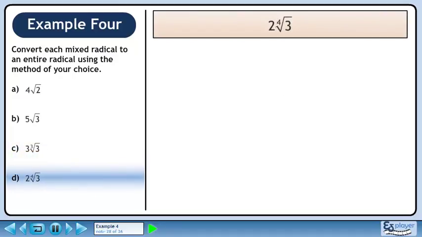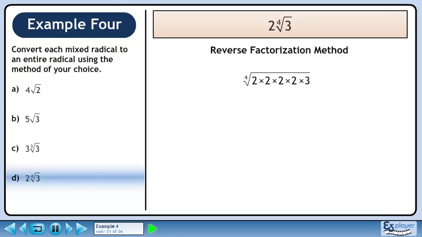In part D, we'll convert 2 times the fourth root of 3 to an entire radical. Start with the reverse factorization method. Rewrite 2 times the fourth root of 3. The coefficient of 2 can be expanded inside the radical as a set of four 2s. Multiply all the values underneath the radical to get 48. The entire radical is the fourth root of 48.